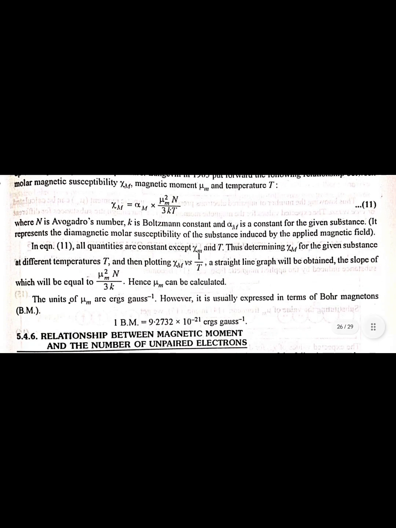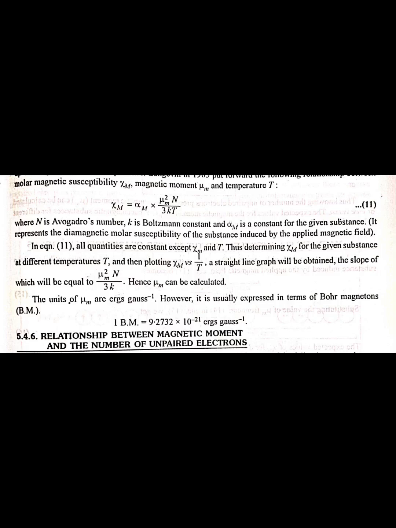In 1905, Langevin put forward the following relationship between molar magnetic susceptibility chi m, magnetic moment mu m, and temperature T. Chi m is equal to alpha m plus mu m square N upon 3kT, equation number 11, where N is Avogadro's number, k is Boltzmann constant, and alpha m is a constant for given substances. It represents the diamagnetic molar susceptibility of the substance induced by the applied magnetic field.